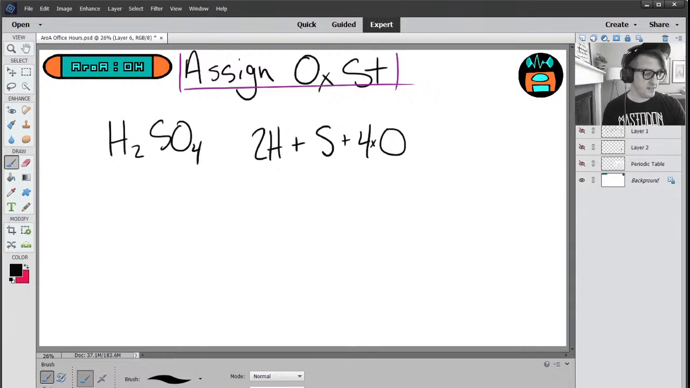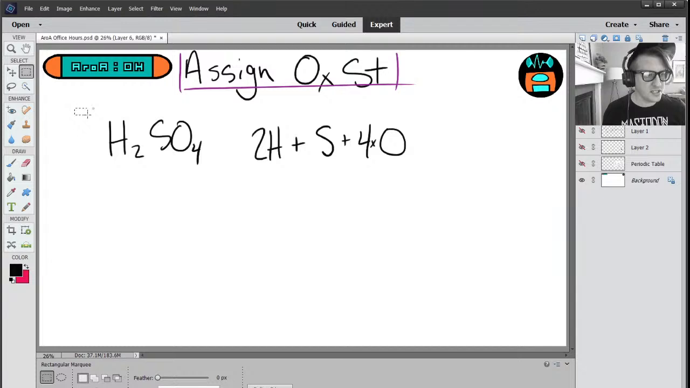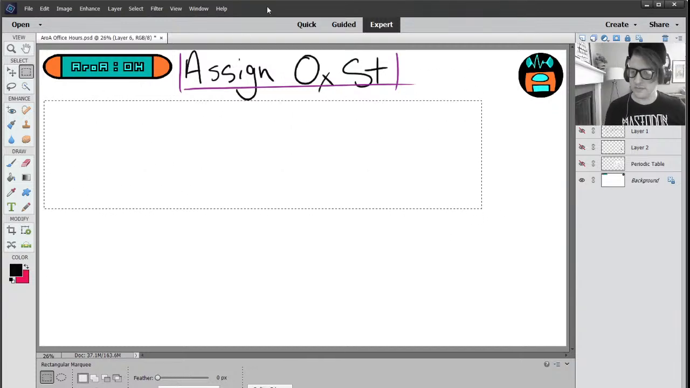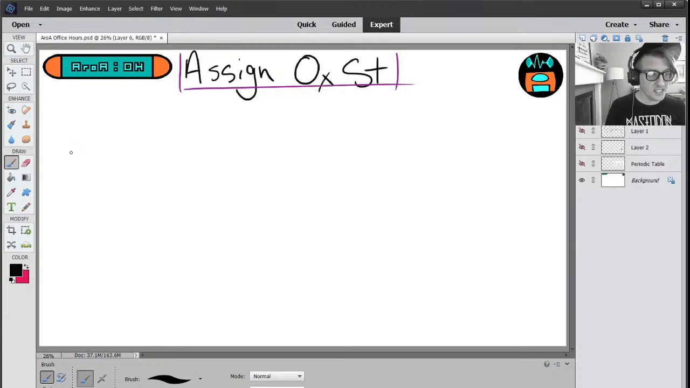Yes. That is correct. And actually, you know what? Sorry. Let's not do sulfuric acid. There's a better example. It'll be a tad bit harder too, so it'll be appropriate. Let's do sodium bicarbonate.